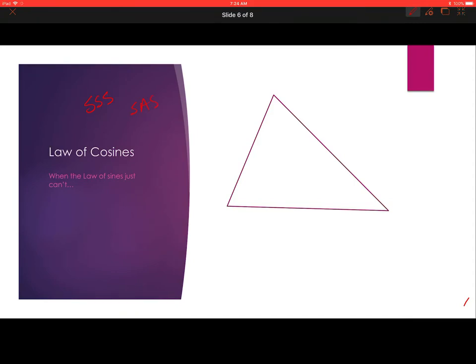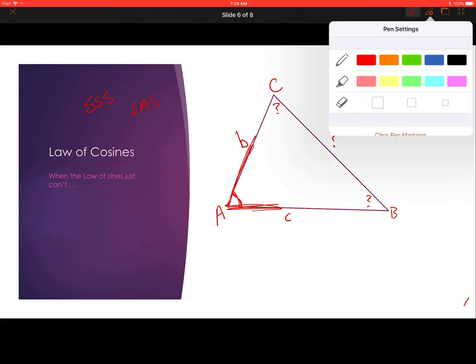For example, if we knew this angle A here, and this side B, which would be across from angle B, and side C here, which would be across from angle C. So if we knew this angle and these two sides, and we set up the law of sines, it would be sine A over an unknown, because we don't know that one, and then we don't know these two angles either. So there's no way that we could set up the sine ratios to equal that one. So let me erase those real quick.